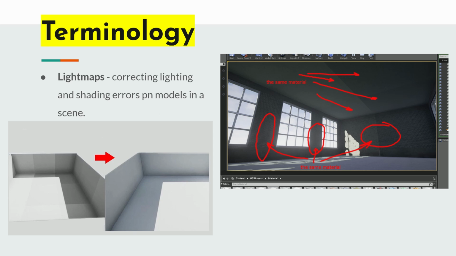So light maps, we don't need to go into it too much. All you need to know is that light maps are made from UV maps. When you bake out something in Unreal Engine, it's going to basically look at your UV map and say, okay, cool, I'll make a version of this.